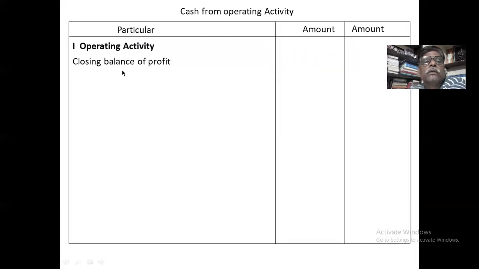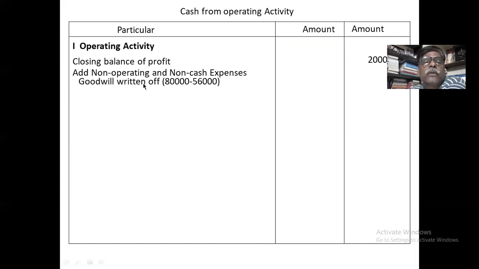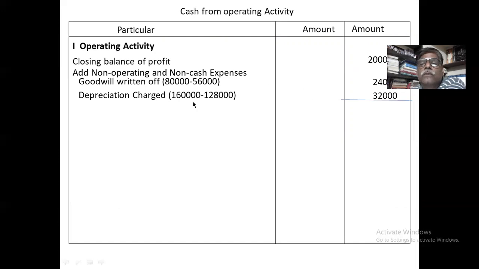Operating activity, closing balance of profit 2 lakh. Add non-operating expenses. Goodwill written off 80,000 to 56,000. That is 24,000 goodwill written off. Okay, difference. Depreciation charge. Difference is 32,000. Okay, these two are the expenses. Non-operating. You add these two, totally 2,56,000.